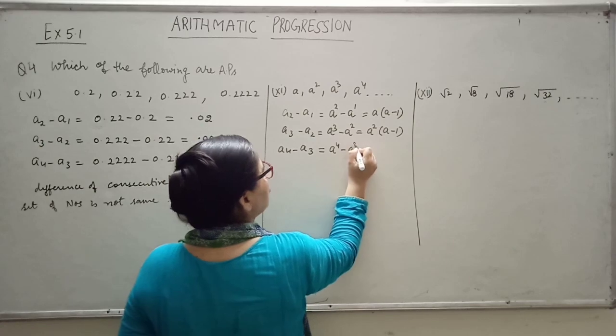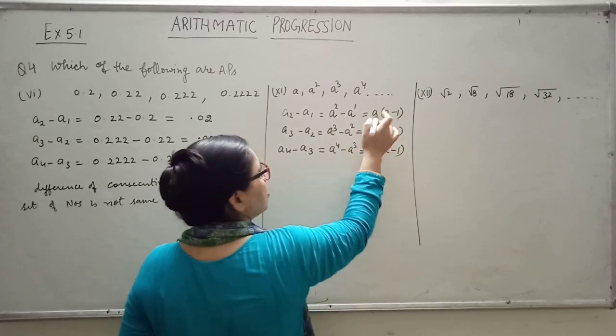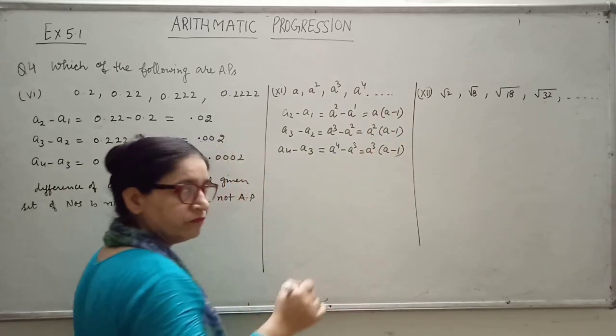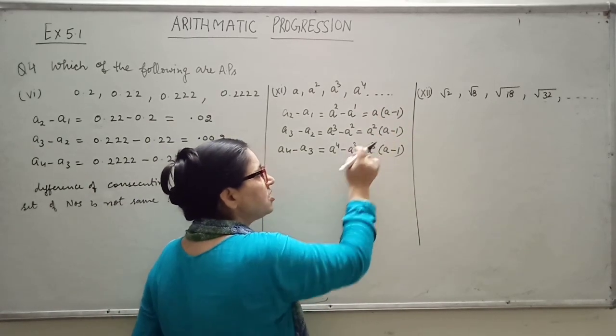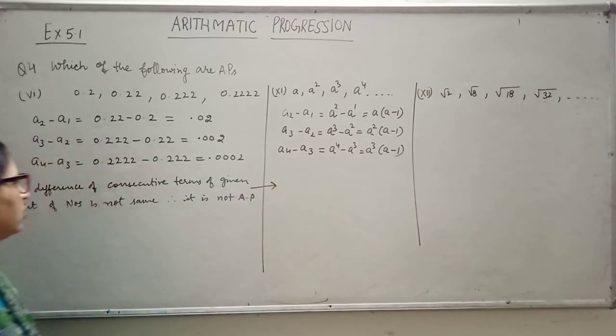A4 minus A cube. What is A cube? This is A minus 1. So you can say this is A here, it is A square here, it is A cube here. This factor is same, but this factor is changing. Therefore, we will write down the same, because in this question the difference of the consecutive terms of the given set of numbers is not same. Therefore, it is not an AP.